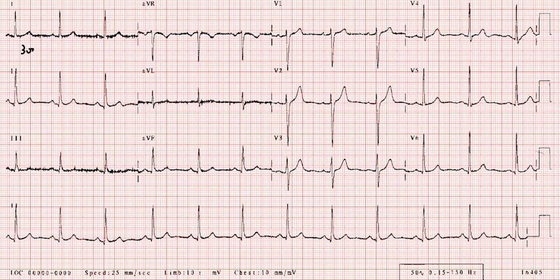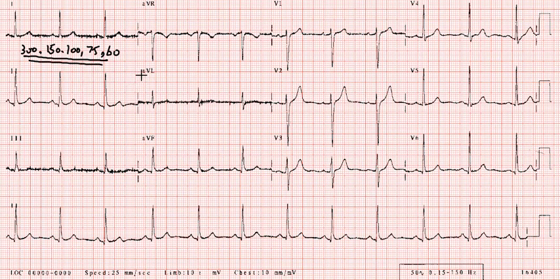300, 150, 100, 75, 60. Imprint these numbers in your mind. There are many ways to calculate heart rate.